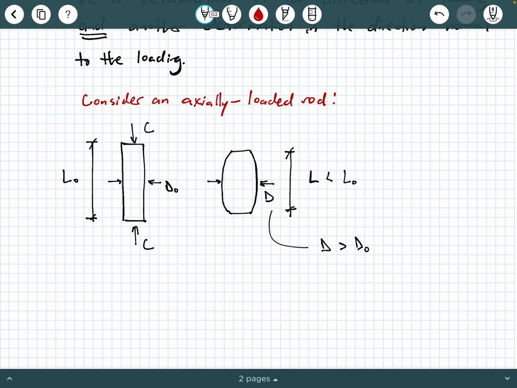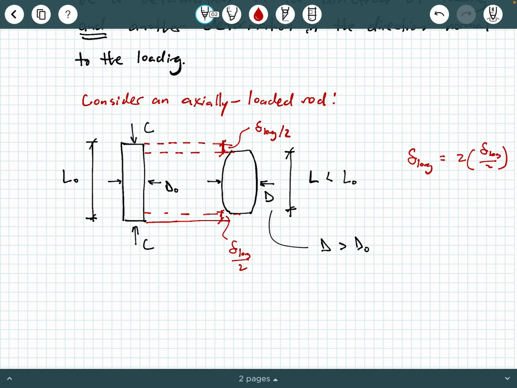So let's draw some dimension lines on here. If we call this dimension line delta longitudinal, or since I showed it on both ends, we can call this delta longitudinal over 2. And this right here is also going to be delta longitudinal over 2. Then we can write delta long is going to be 2 times delta long over 2, of course, because I'm showing the deformation on both ends of the rod.